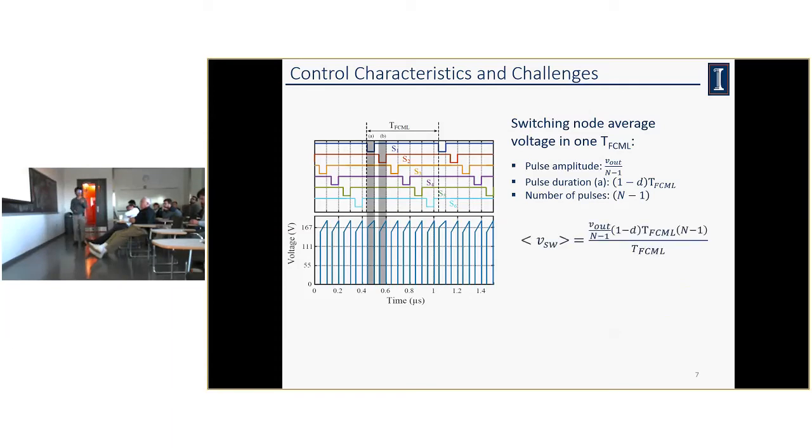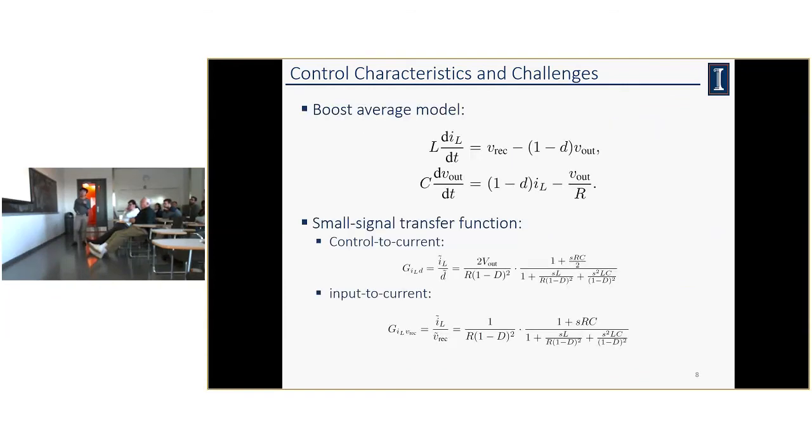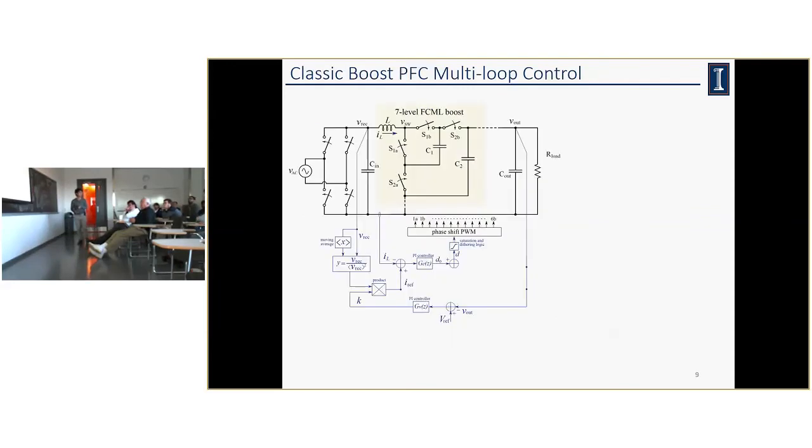So we can calculate the average switching node voltage over one switching cycle of the FCML boost converter. That is the same as a 2-level boost converter, which means that we can apply the classic state space averaging model for the FCML boost converter as well. Here are the two basic differential equations that describe the average model of the boost converter. Then we can obtain the small signal transfer functions: first, the duty ratio to inductor current transfer function, and then the input voltage to inductor current transfer function. After we obtain these two transfer functions, we can design a PFC controller compensating this loop. This is a very classic boost.